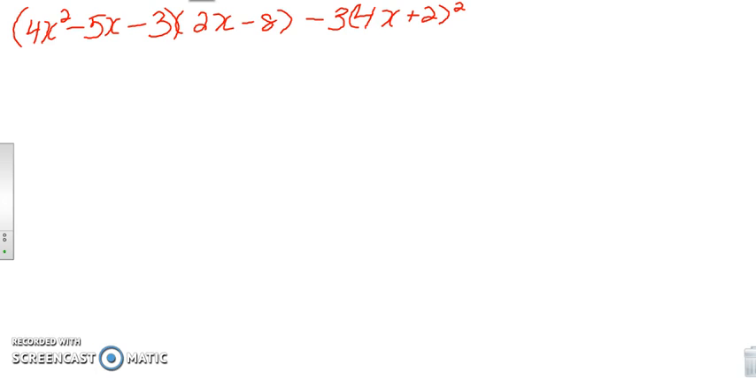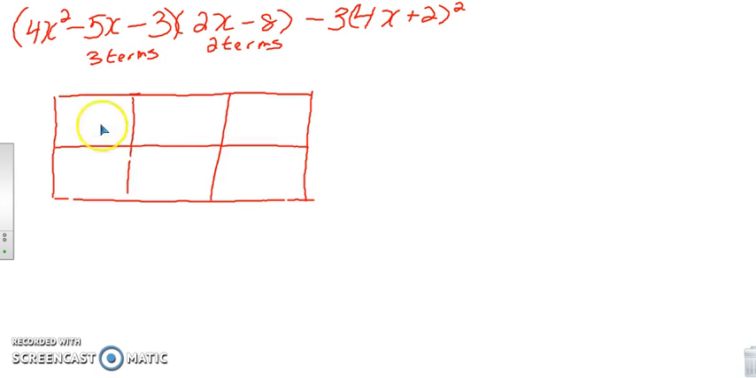So let's get started. The first thing I want to do is recognize that this first polynomial has 3 terms, and this second one has 2 terms. Because I'm using the grid or the window method, that means I'm going to set up a window that is 3 by 2. So in this one, I have 3 windows across, 2 windows down. I then dissect the polynomial by taking each one of the individual terms and writing it above a specific window. So 4x squared goes above here, negative 5x, negative 3. I then take my second polynomial and I put it down the side, 2x and minus 8.